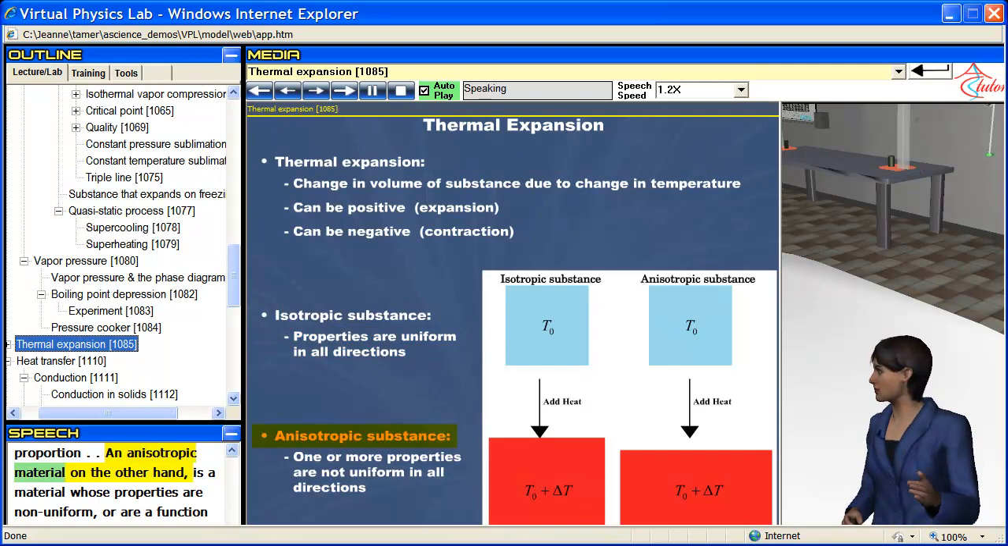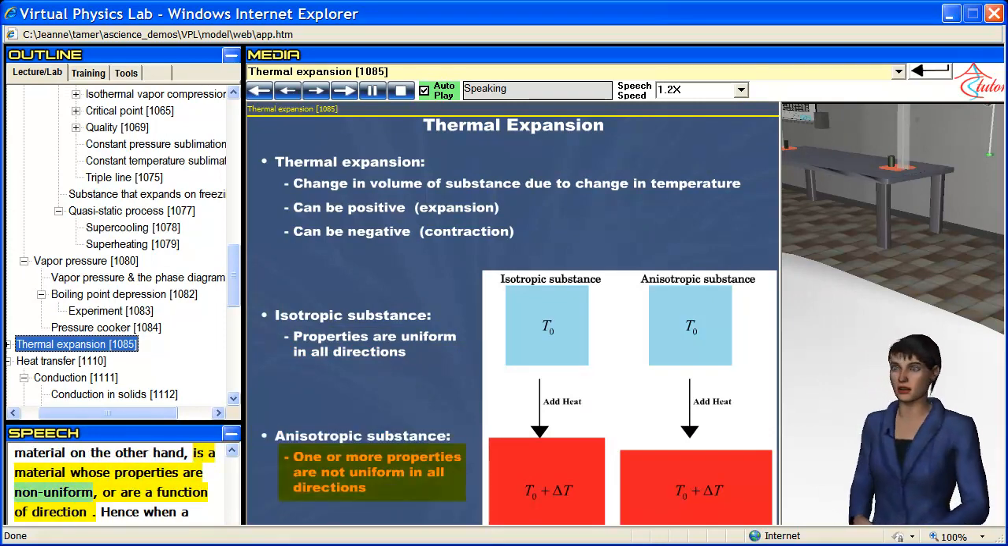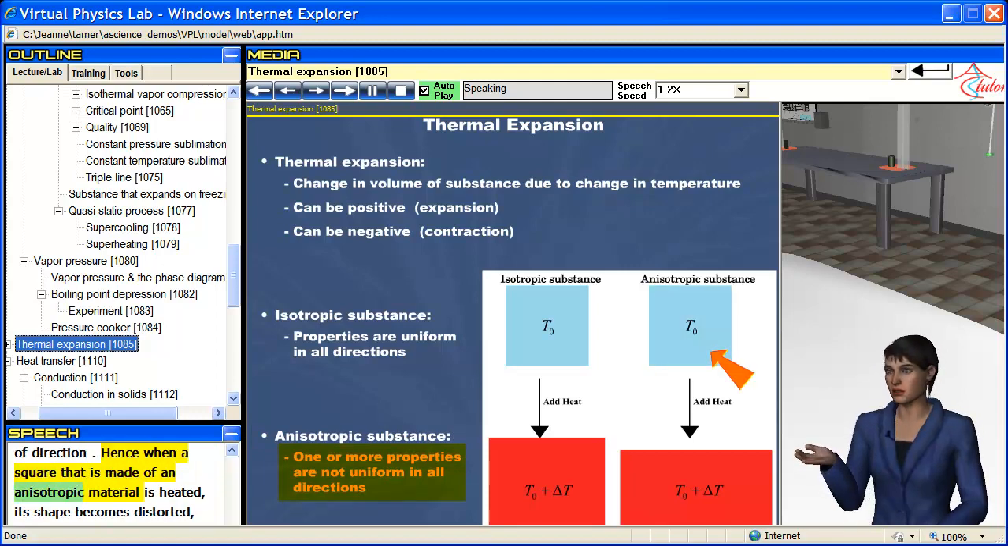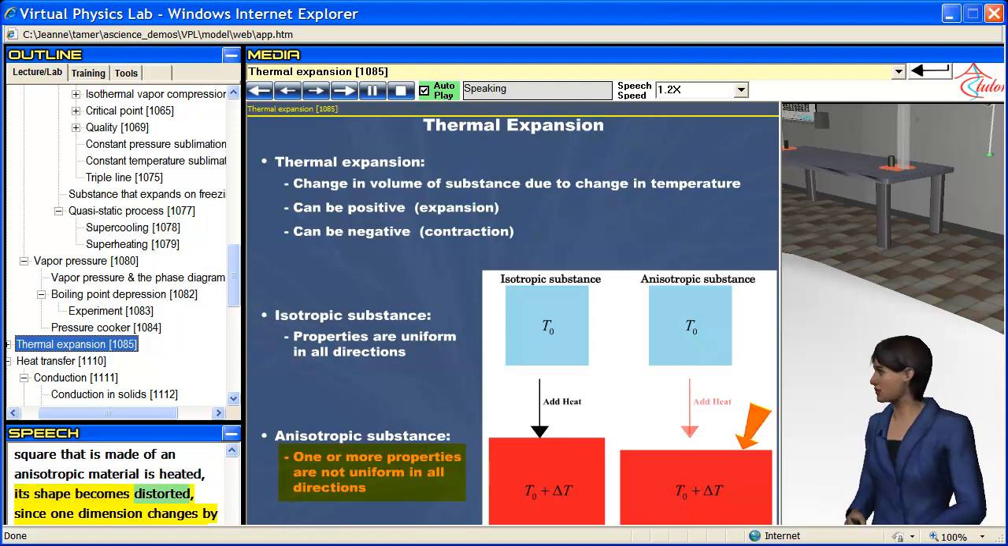An anisotropic material, on the other hand, is a material whose properties are non-uniform, or are a function of direction. Hence, when a square that is made of an anisotropic material is heated, its shape becomes distorted, since one dimension changes by a different proportion than the other.